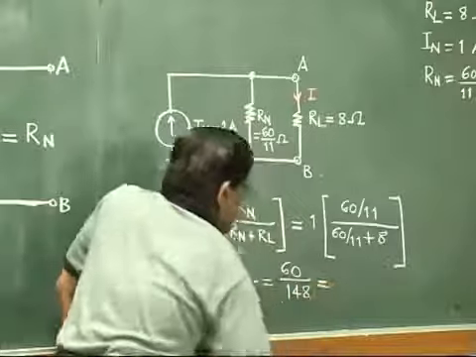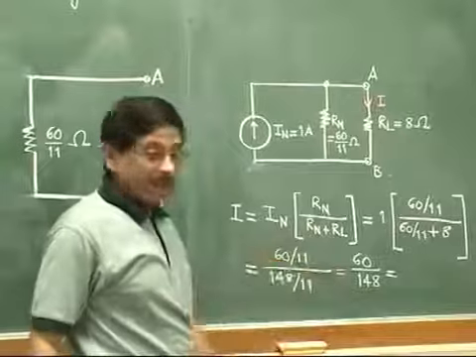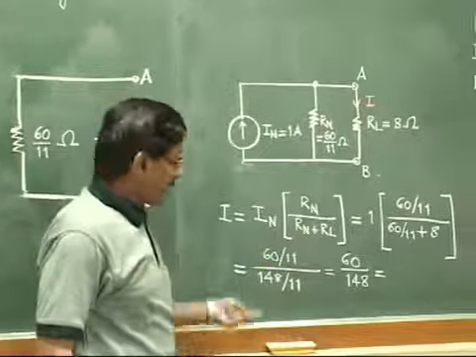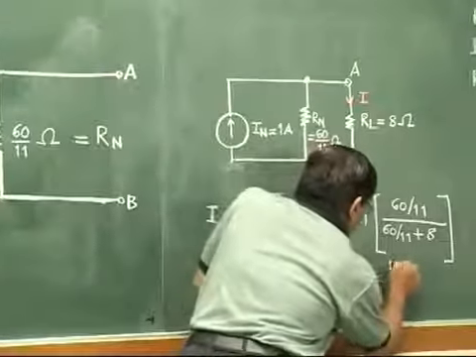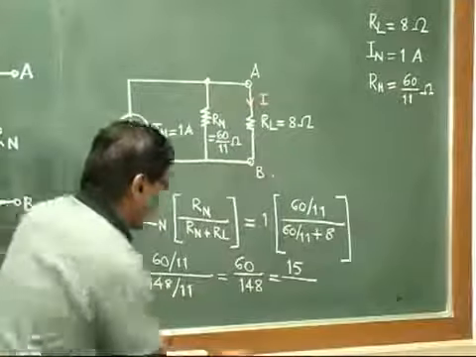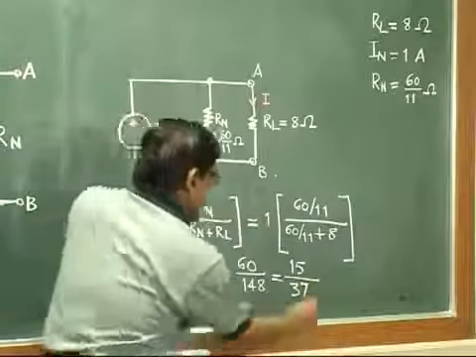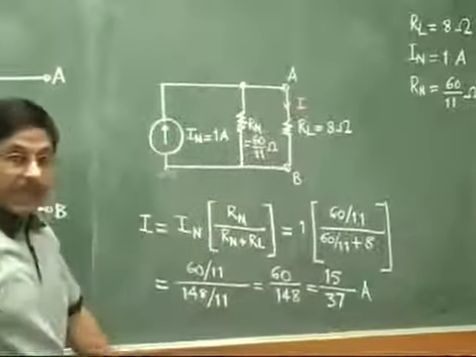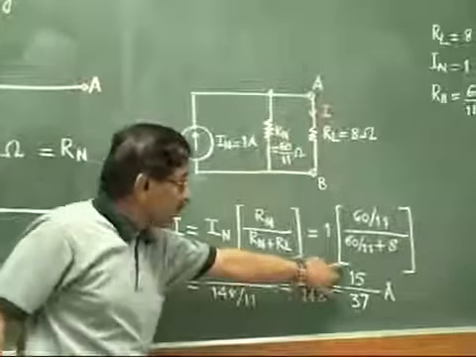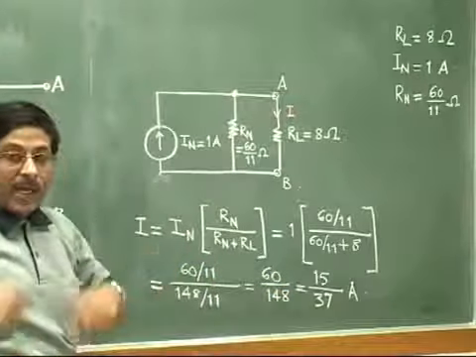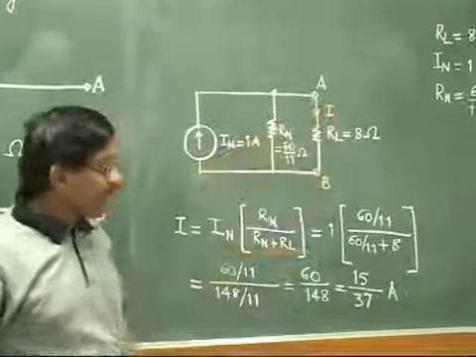If we just make it simpler, we can divide both numerator and denominator by some common factor, say 4. So if we divide 60 by 4, it will be 15, and in the denominator it will be 37. Okay, so this is the final answer. So what answer we have got? The current in the given load resistor must be equal to 15 by 37 ampere, and also we have proved that this current must be flowing from points A to B in the given circuit.